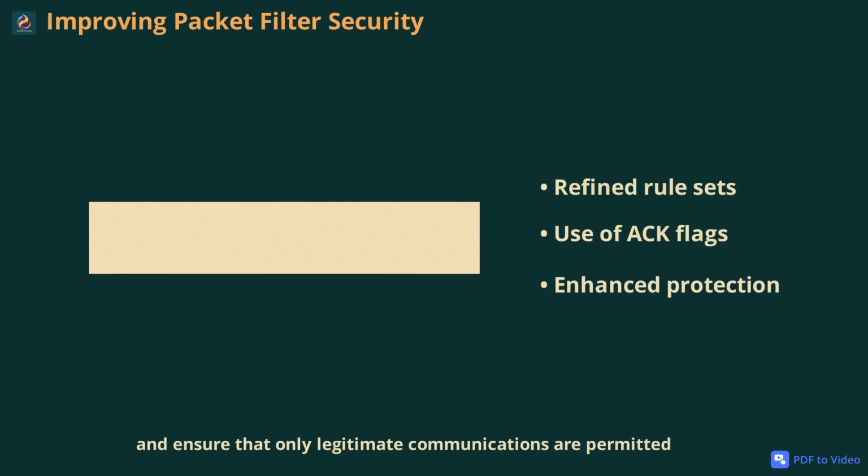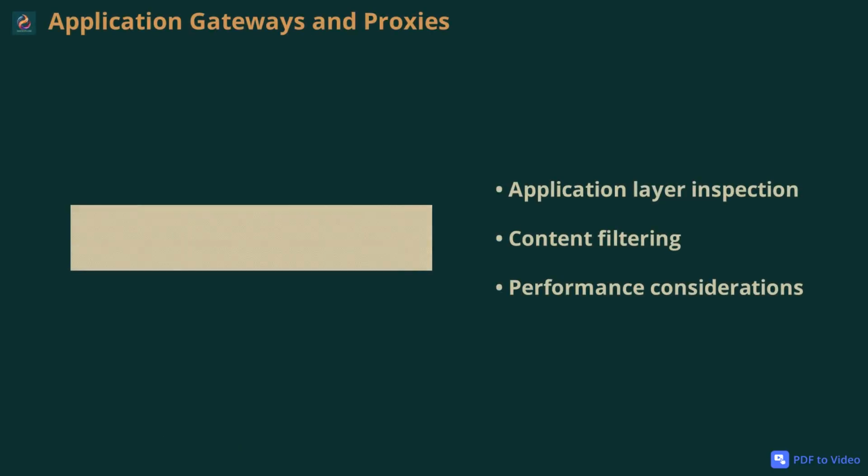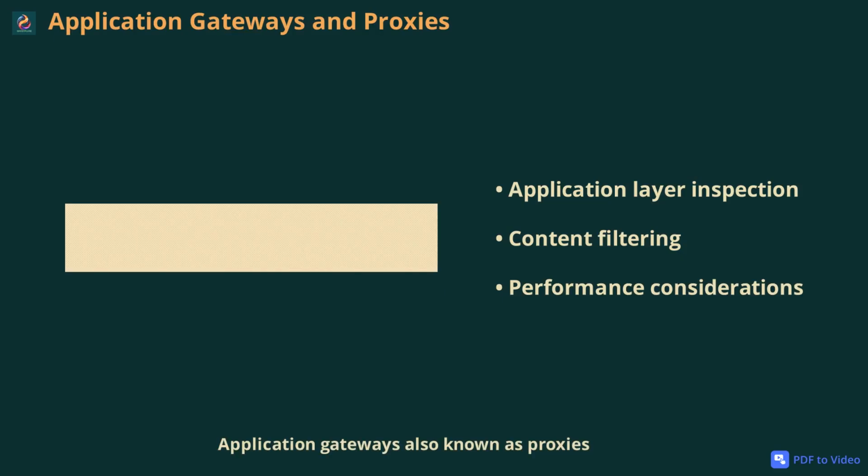legitimate communications are permitted. Application gateways, also known as proxies, operate at the application layer. They inspect packets in detail, enabling content filtering and more granular control over network traffic. For example, proxies can prevent specific commands such as FTP put from being executed. While they offer improved security, application gateways may have performance and scalability limitations. Their ability to filter content makes them valuable for organizations with strict security requirements.